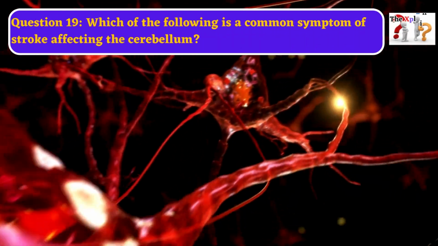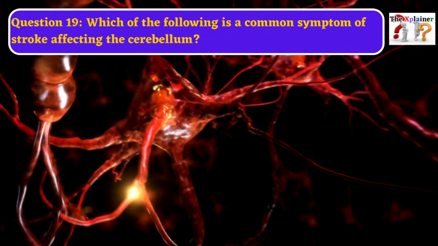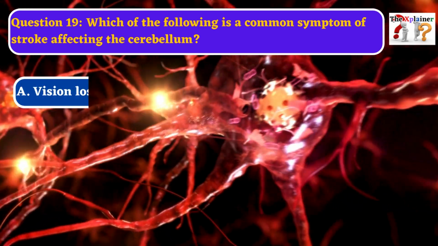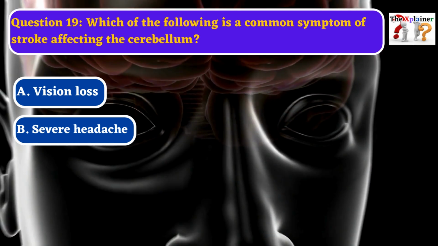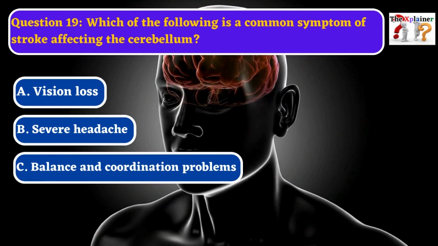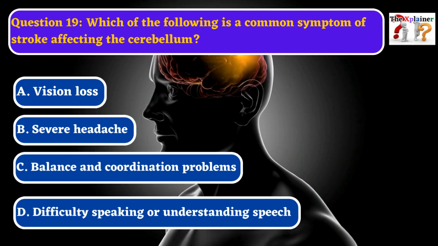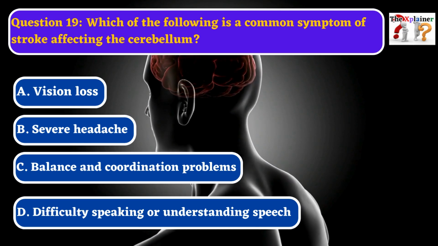Question 19. Which of the following is a common symptom of stroke affecting the cerebellum? A. Vision loss. B. Severe headache. C. Balance and coordination problems. D. Difficulty speaking or understanding speech.